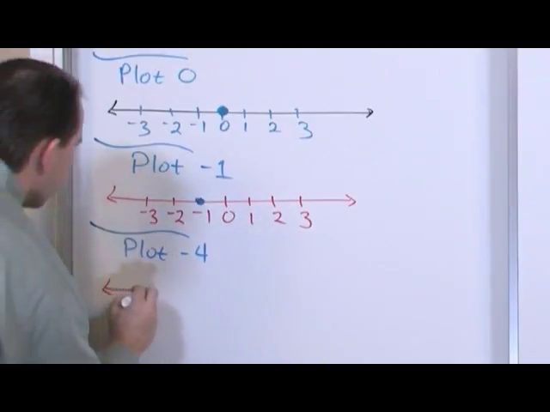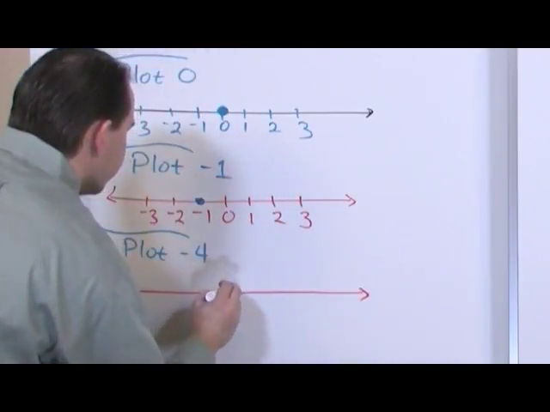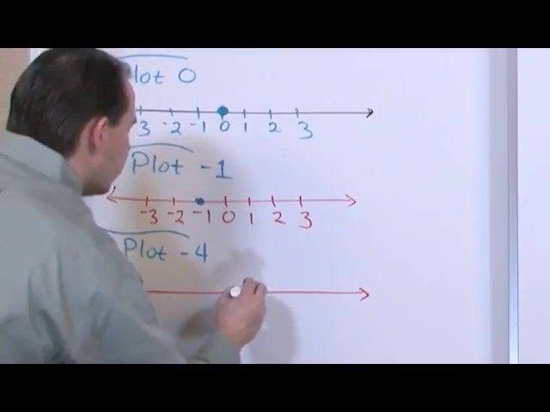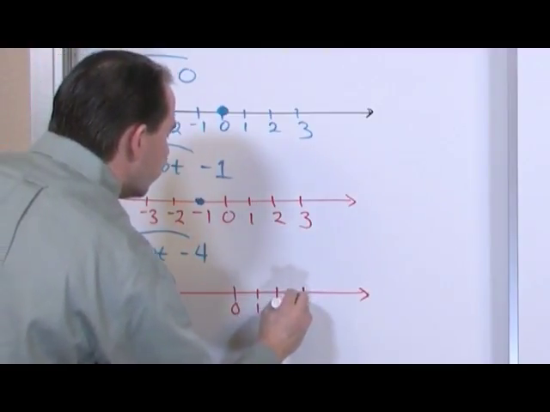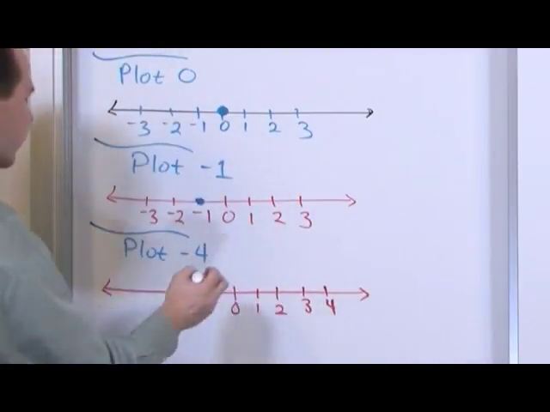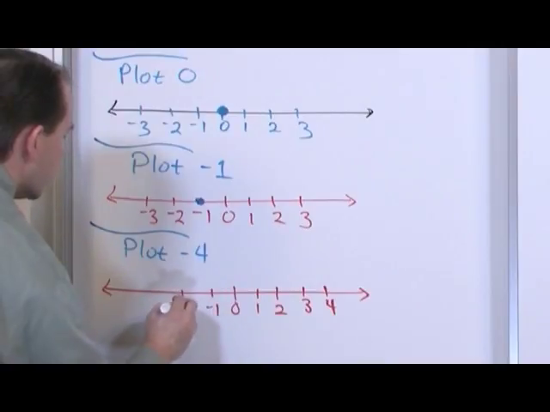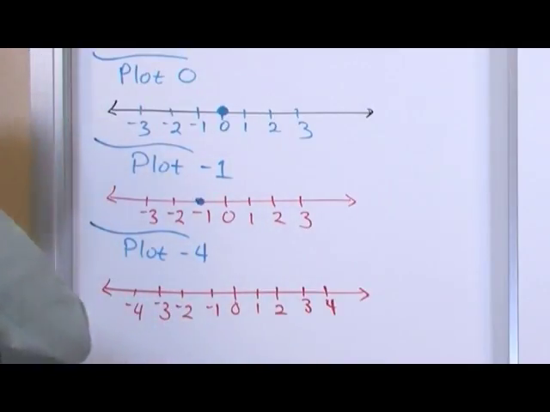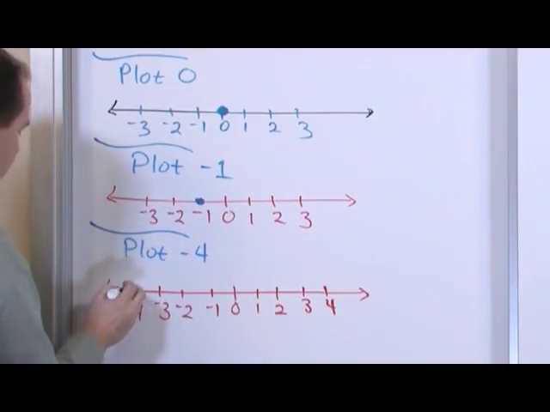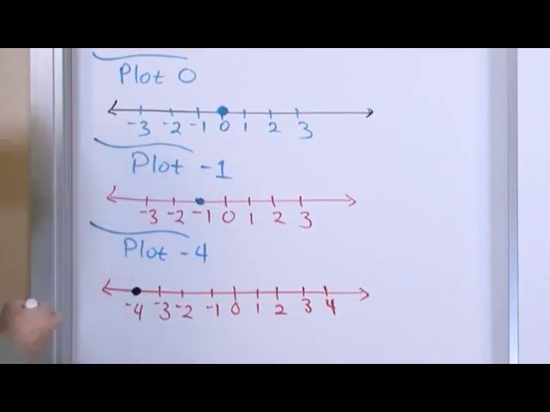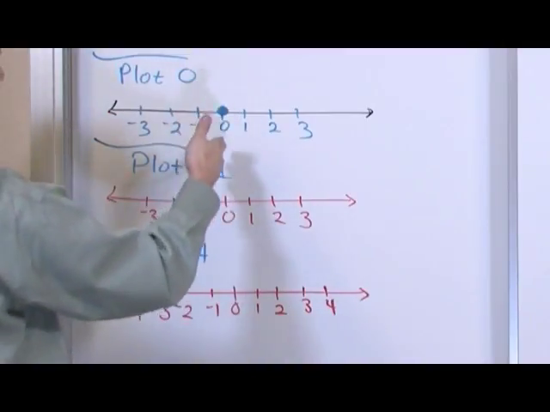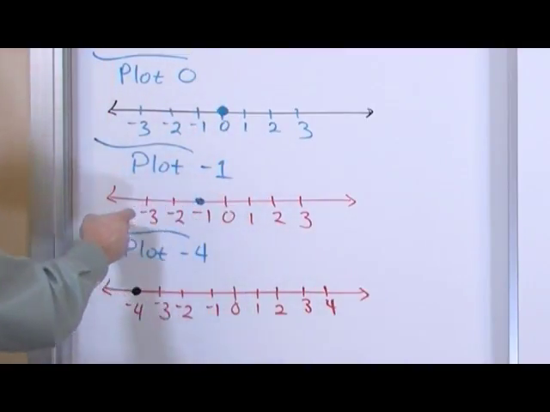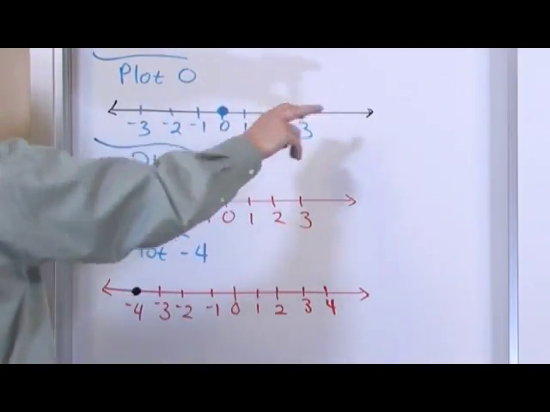Then we would have something like this. 0 is always in the center. 1, 2, 3, 4 goes on and on forever. -1, -2, -3, -4 goes on and on forever. And of course, -4 is way over here. So you see it's really a graphical way of plotting it, because you can see by looking at it that the negative numbers are more to the left and the positive numbers are more to the right.